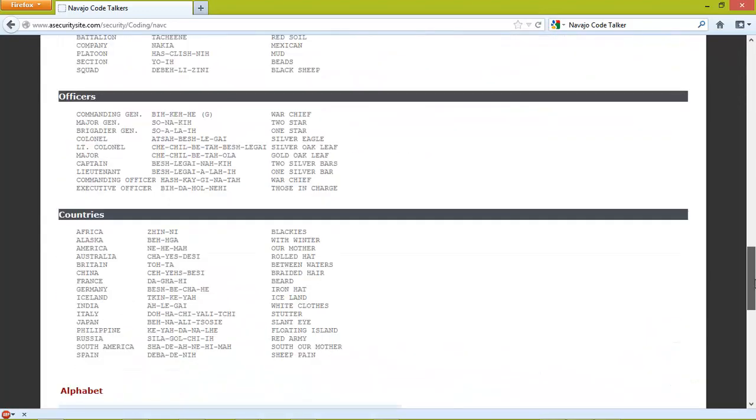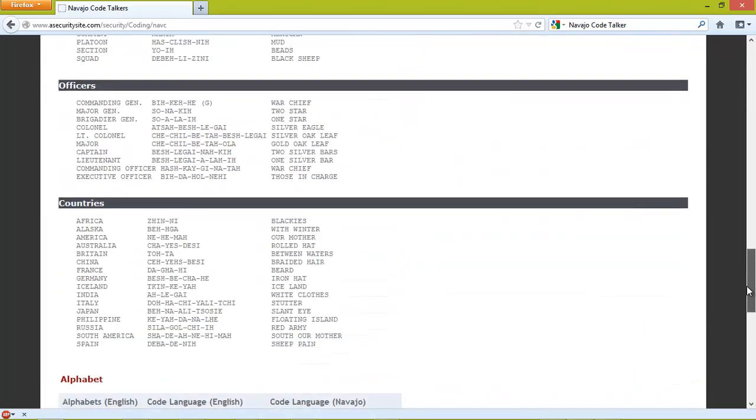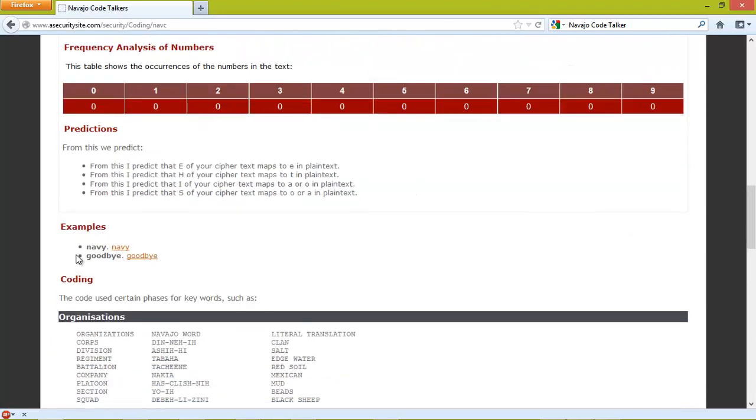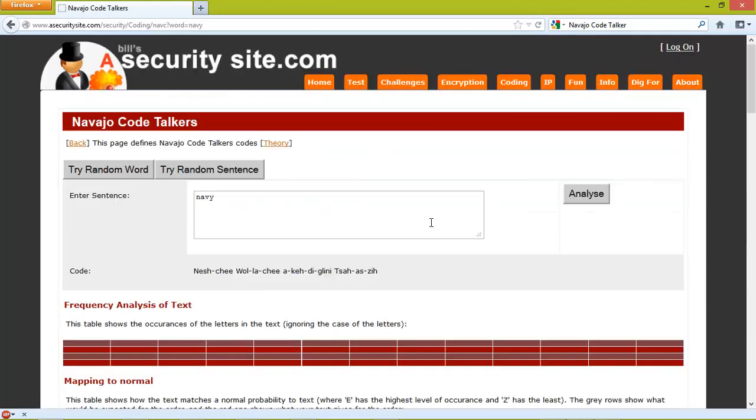So we wanted to take an example here. So for example, we could take Navy, and Navy becomes this.